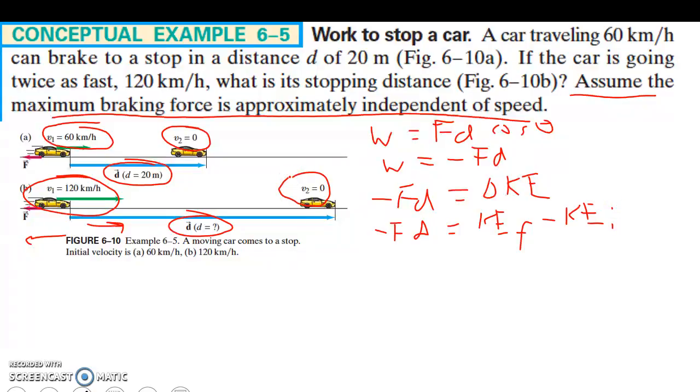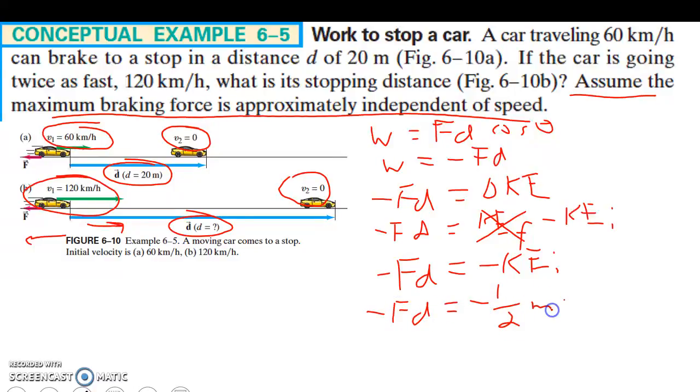Our velocity at the end is 0, which means our final kinetic energy is 0. So now negative force times distance is equal to the negative initial kinetic energy. Negative force times distance is equal to -1/2 mv squared. The relationship we're looking for is the relationship between distance and velocity. I'm going to get rid of the negatives so we don't have to deal with those. It's distance and velocity squared. That's our relationship. It's not equal, but it's a direct relationship.